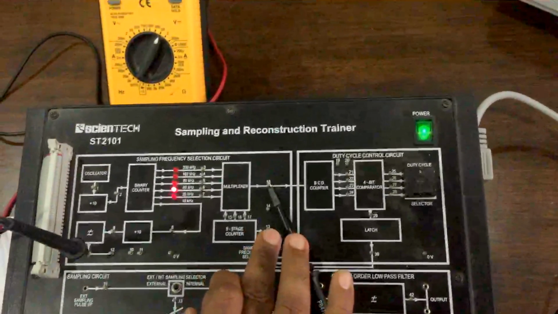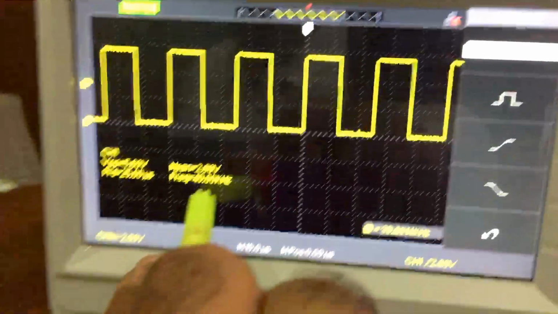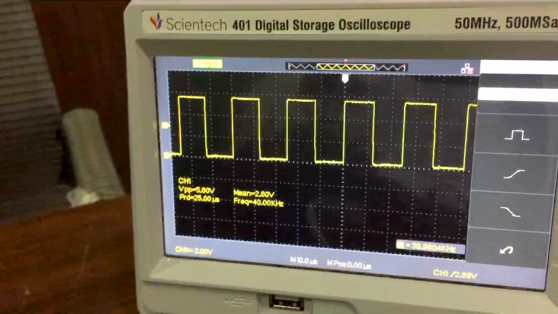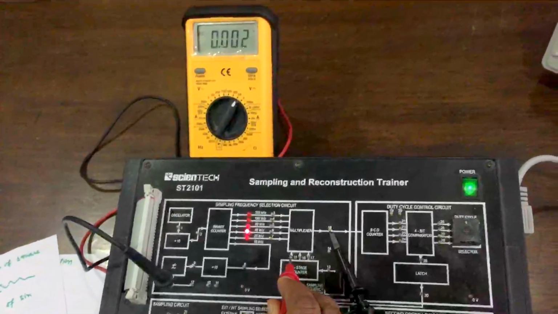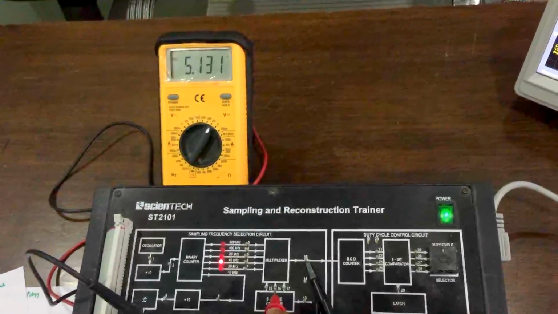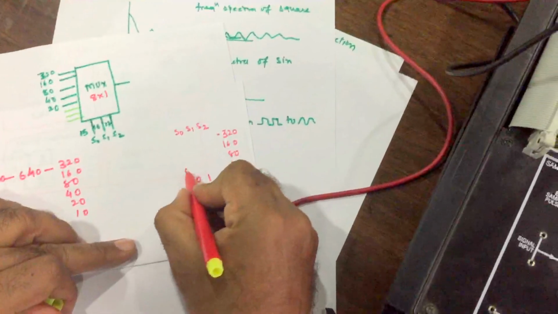For 40 kilohertz, our waveform on the CRO, you can see right now the 40 kilohertz output is available. So for the 40 kilohertz, what will be the selector switch? Let us see: 0, 1, 0. So the counter increments by 1, so it shows 0, 1, 0.